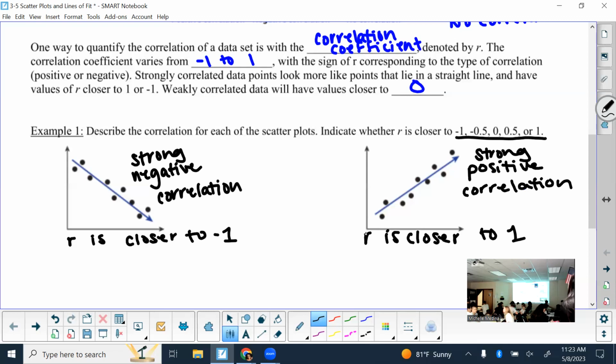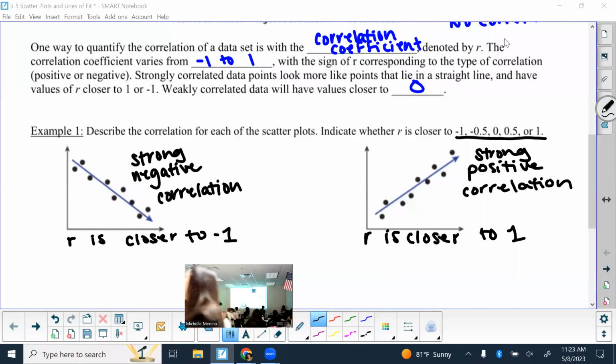All right, but yes, that one is closer to the positive one. I gave that one away. You'll know that it's closer to 0 if you can not tell much about it going up or going down. So if it's no correlation at all, that would be where R equals 0. If you can kind of tell it's going up, then it's probably closer to 0. It might not be exactly 0, but that's how you do it.